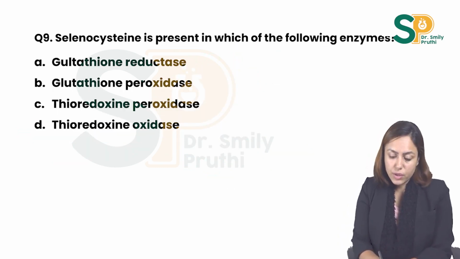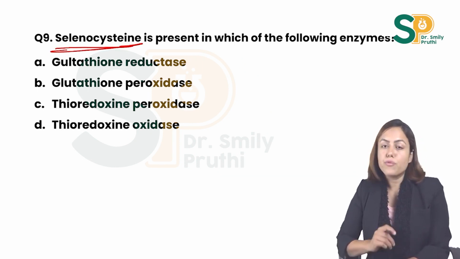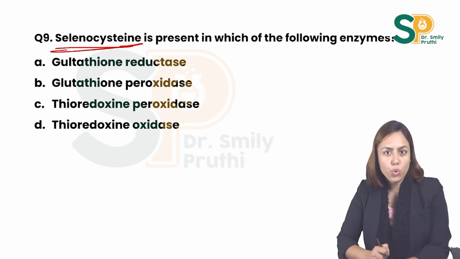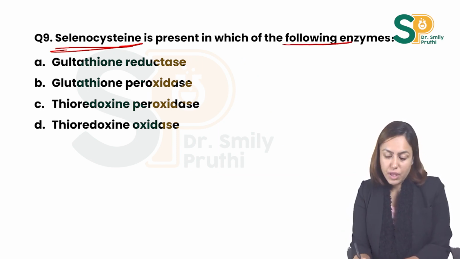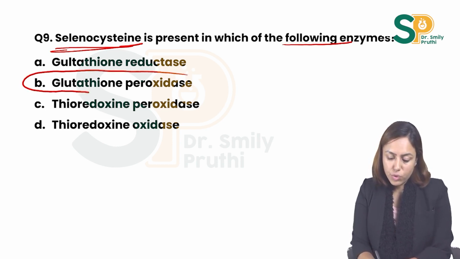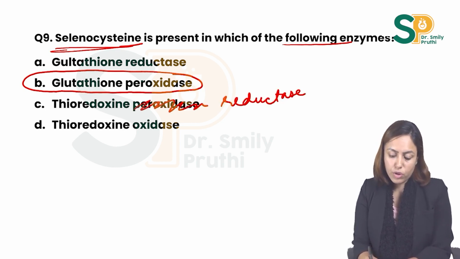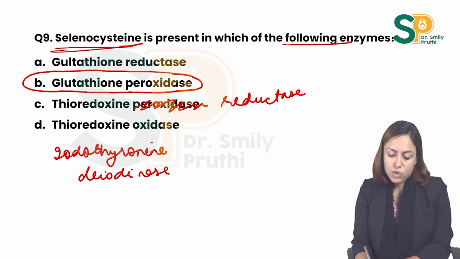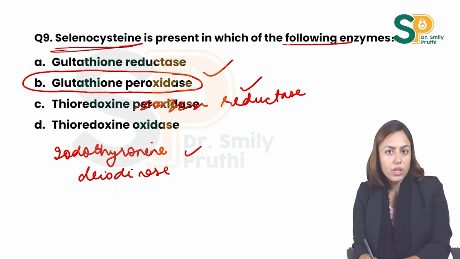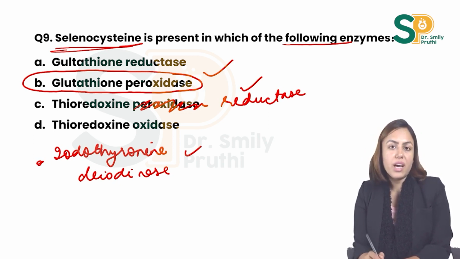The next question, selenocysteine, the 21st amino acid, is a very, very important topic. Do revise this whole topic. Here the question is asked, it is present in which enzyme? Selenocysteine is present in glutathione peroxidase. It is required for glutathione peroxidase, for thioredoxin reductase, and iodothyronine deiodinase. So you have to cram these three enzymes: glutathione peroxidase, thioredoxin reductase, and iodothyronine deiodinase.